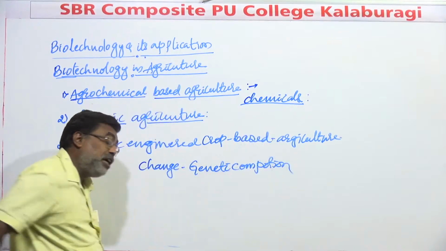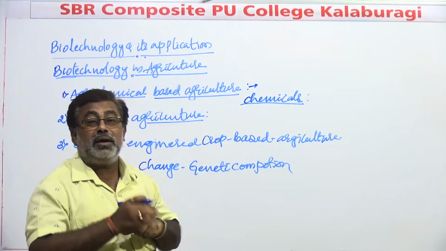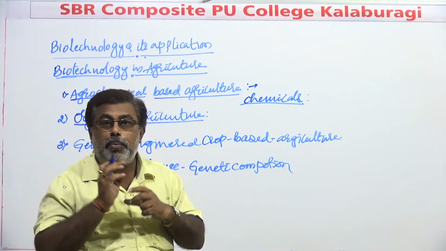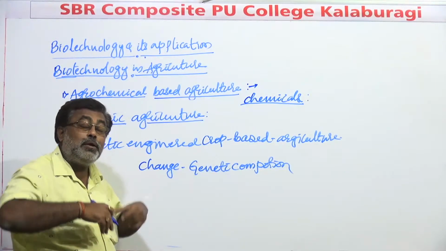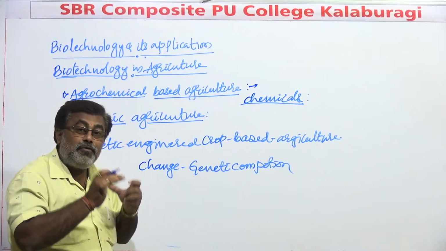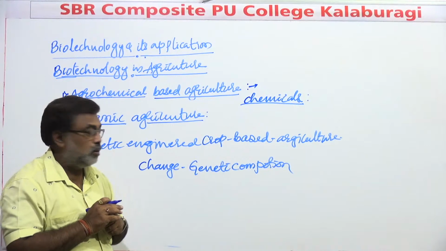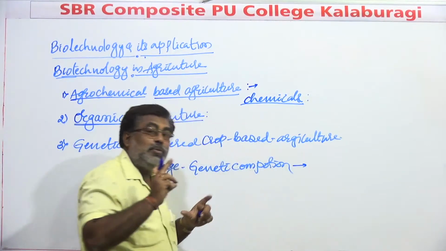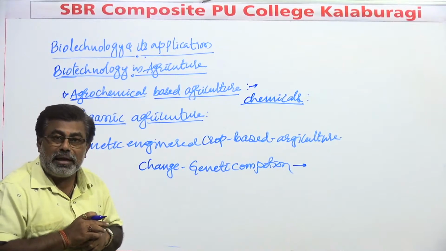They will change the genetic composition by the manipulation of the gene. So that is helpful for the farmers or the agriculturists. So this will be changed, and as it changes, it will produce a new organism.